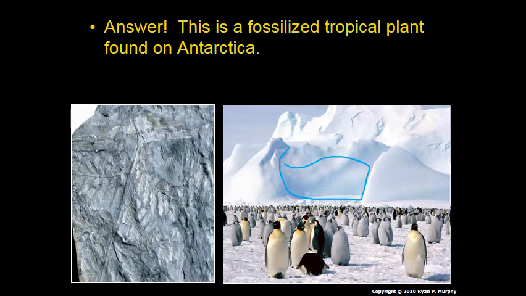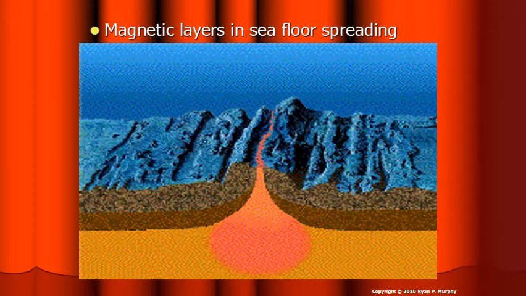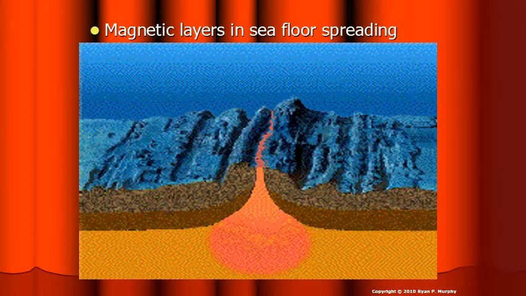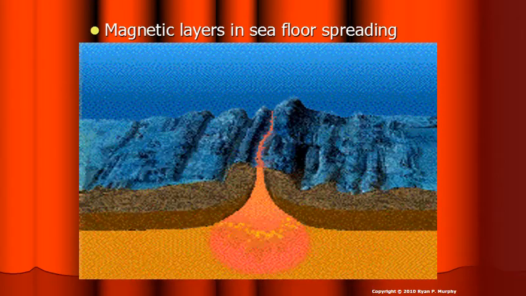They've always been cold. So plants like this wouldn't be able to grow in that area unless that area was actually near the equator at some point in time and has moved more towards the poles. So fossils of plants and animals in Antarctica is another piece of evidence that we have. This one is both one of the most hard to understand pieces of evidence and one of the most convincing pieces of evidence. So see if you can understand this.